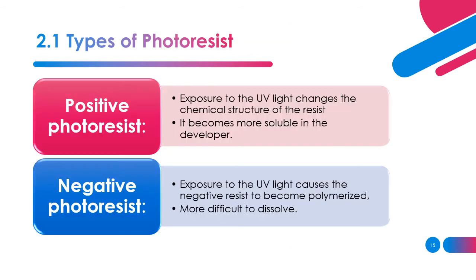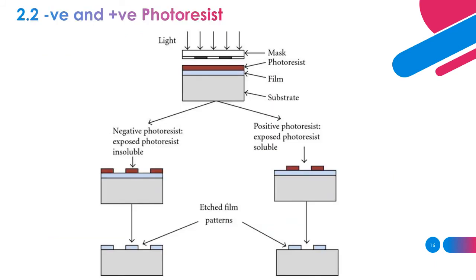If you remember the types of photoresist, we have positive photoresist and negative photoresist. Positive photoresist, with exposure to UV light, changes its chemical structure and becomes more soluble. For the negative photoresist, exposure to UV light causes the resist to become polymerized, so it becomes more difficult to dissolve. So let's see the negative and positive photoresist effect.